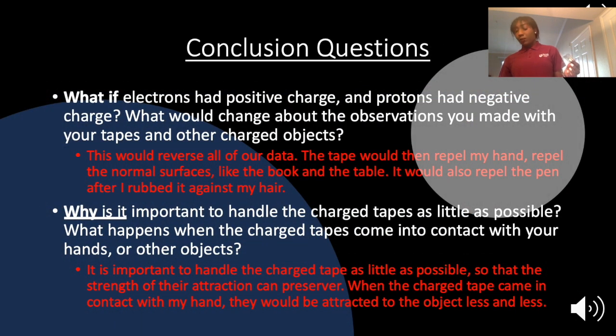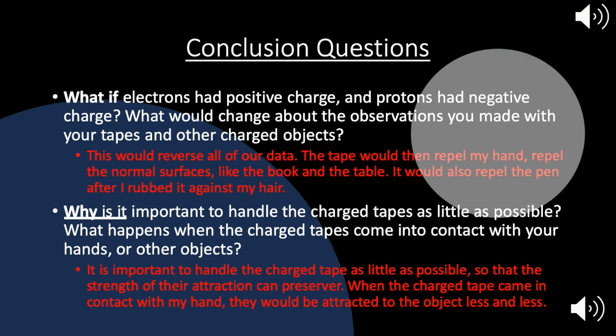Now to answer some of the required conclusion questions. What if electrons had positive charge and protons had negative charge? What would change about the observations you made with your tapes and other charged items? This would reverse all of our data. The tape would then repel my hand, repel the normal objects like the book and the table, and it would also repel the pen after I rubbed it against my hair.